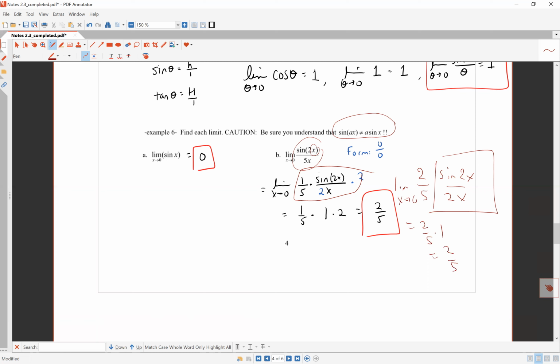So a lot of students get this problem correct. I mean, they get the right answer, but their work is wrong. So it's kind of a frustrating problem for a lot of students. Okay.